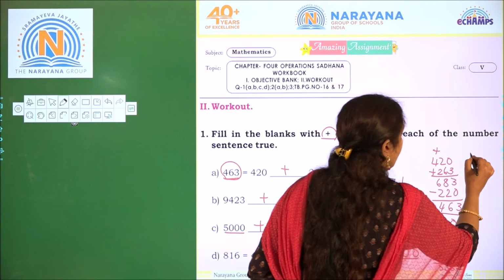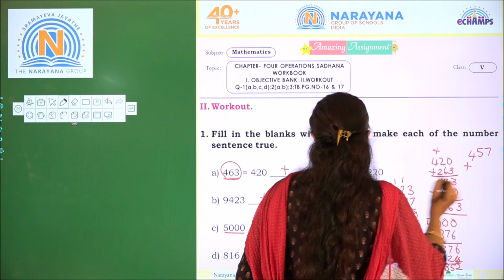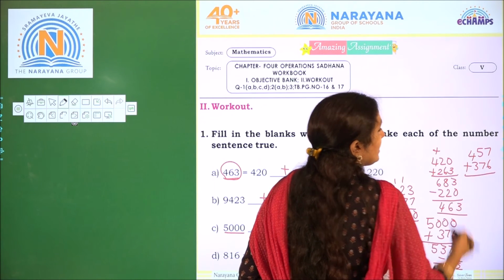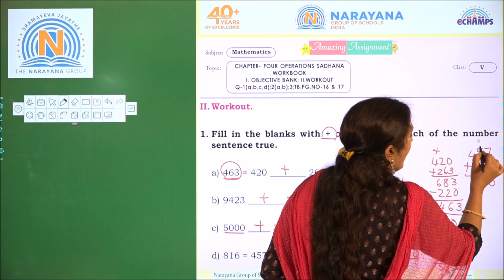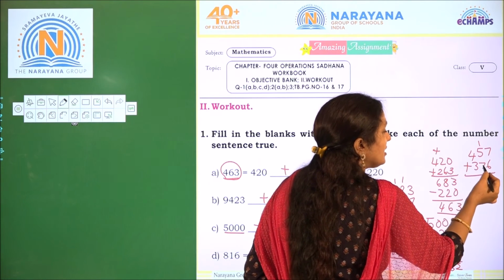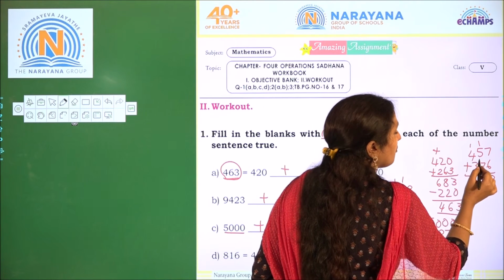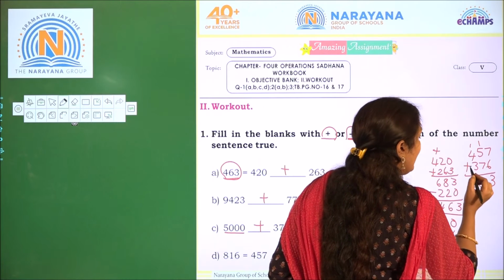So first 457 plus 376. 7 plus 6, how much? 13. 1 plus 5 is 6. 6 plus 7 again 13. 1 plus 4 is 5. 5 plus 3 is 8.